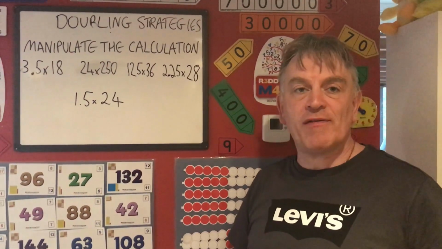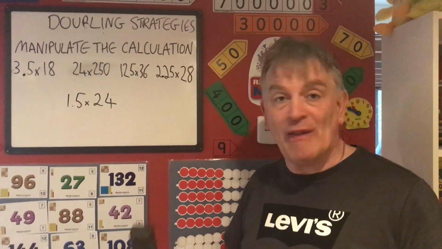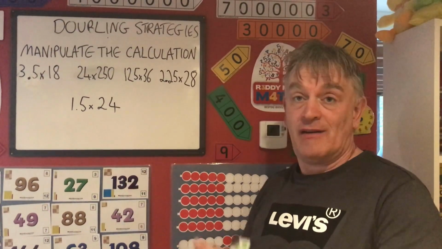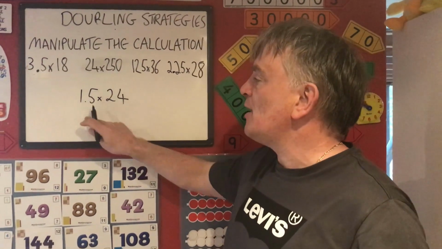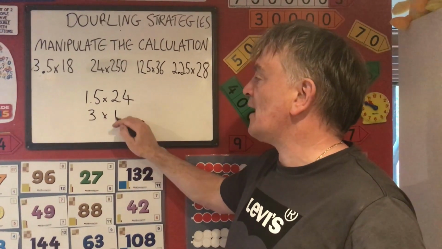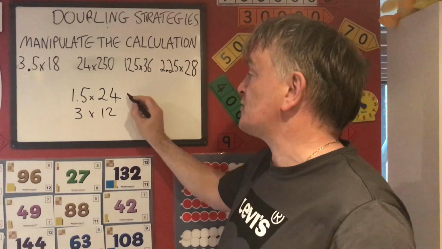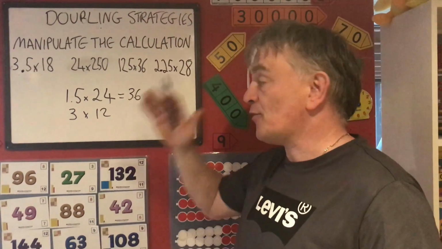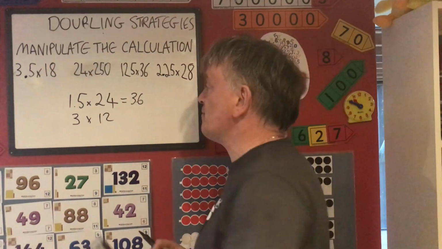What about if we have 1.5 times 24? That looks horrible. A lot of children would look at that and go, oh, don't like that one at all. Again, you could do 24 ones and 24 halves if you want to do it that way. What we can definitely do, we know the product's going to be the same. We double the 1.5, we get 3. We halve the 24 and we get 12. Look at that. They've got to be the same. We've manipulated the calculation, so 1.5 times 24 must be 36. That's going to really help a lot of children who are doing multiplying by relatively simple decimals.